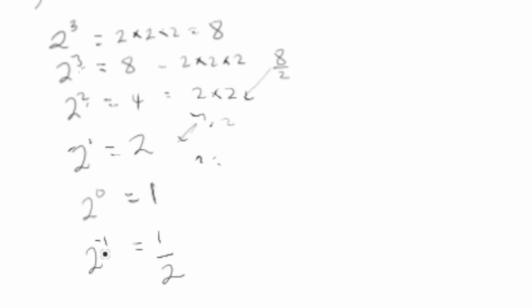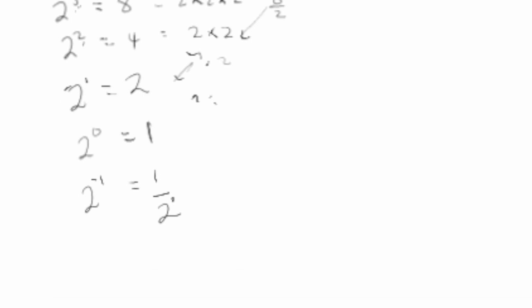So 2 exponent -1 is going to be 1 divided by 2. So it's the same as 1 divided by 2 exponent 1. If we continue to reduce this by 1, it's going to be 2 exponent -2. So that is going to give us 1 out of 2 divided by 2. So 1 out of 2, let me use this division sign so you understand it well, divided by 2, which is the same as 2 out of 1.